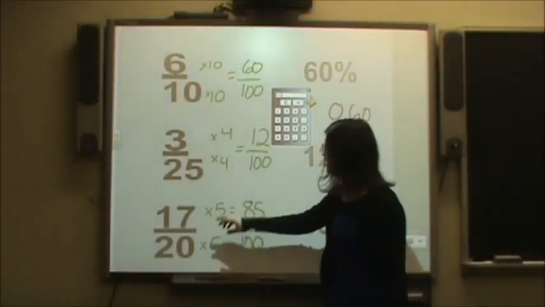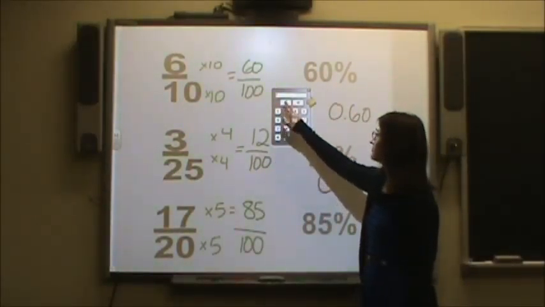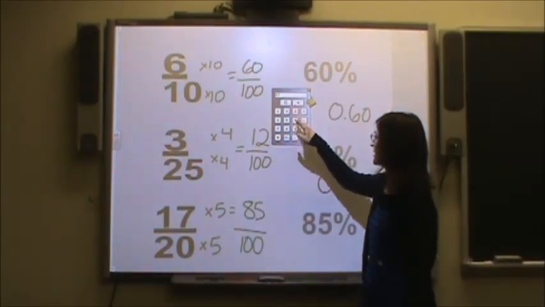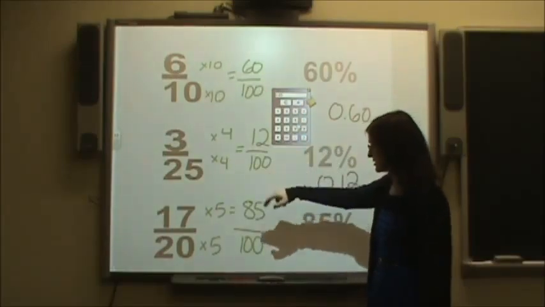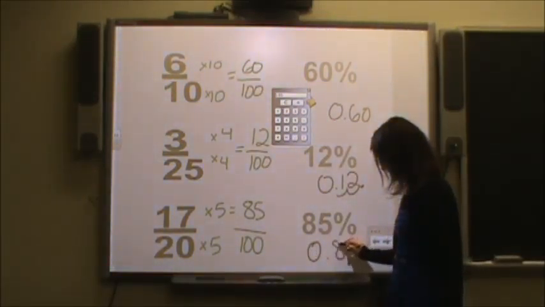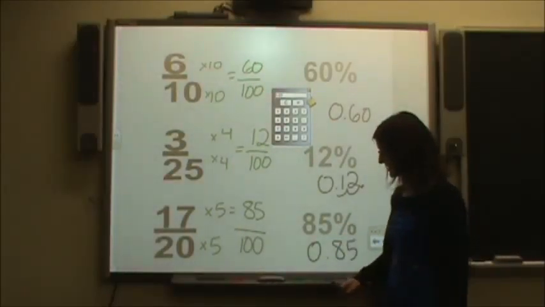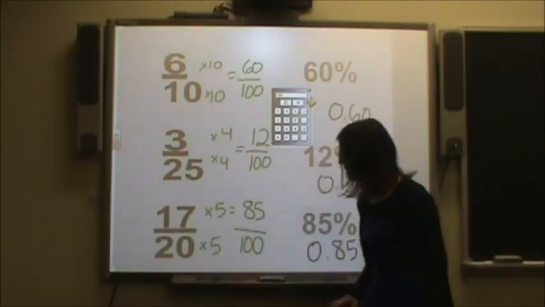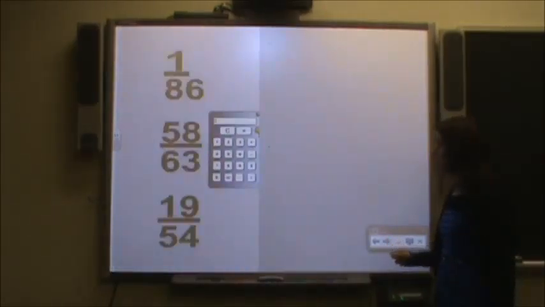Last one is 17/20, so 17 divided by 20 equals 0.85. 85/100 is the same as 85%. So that works. We know our method works.